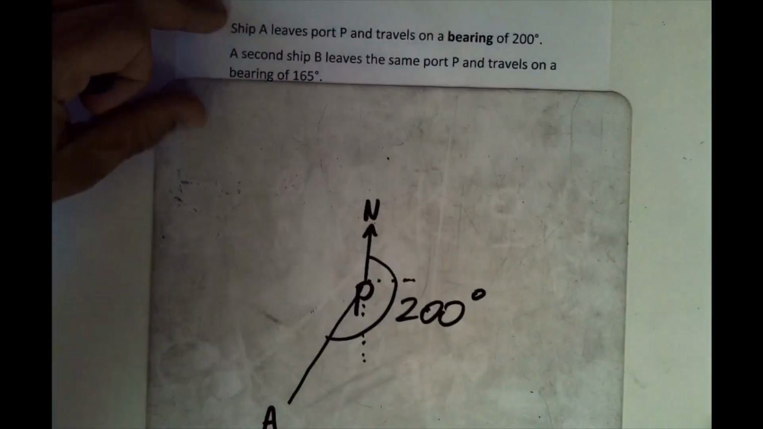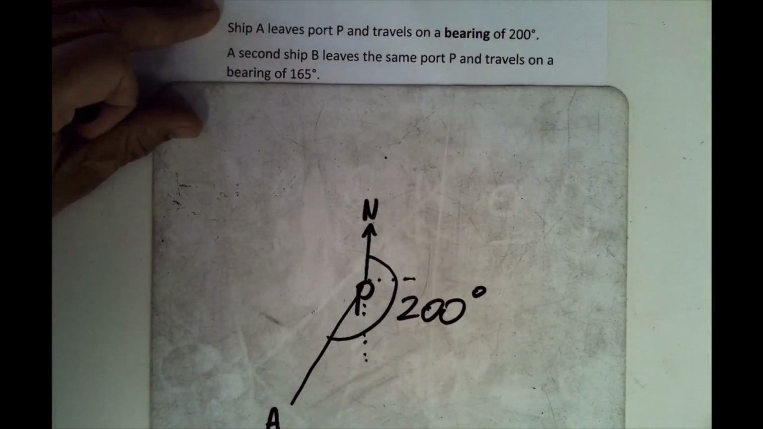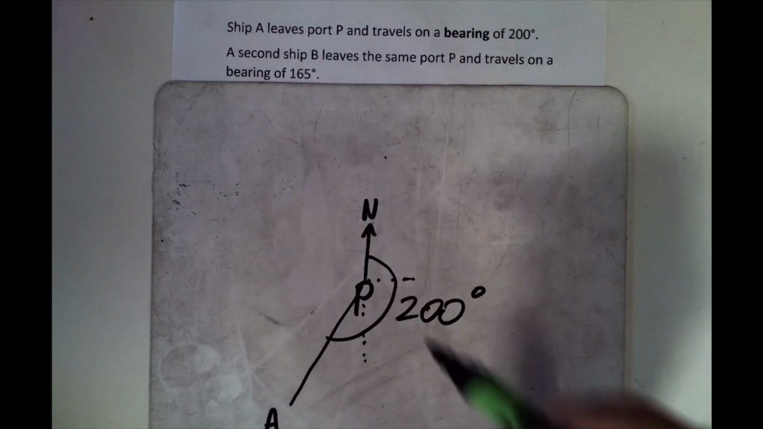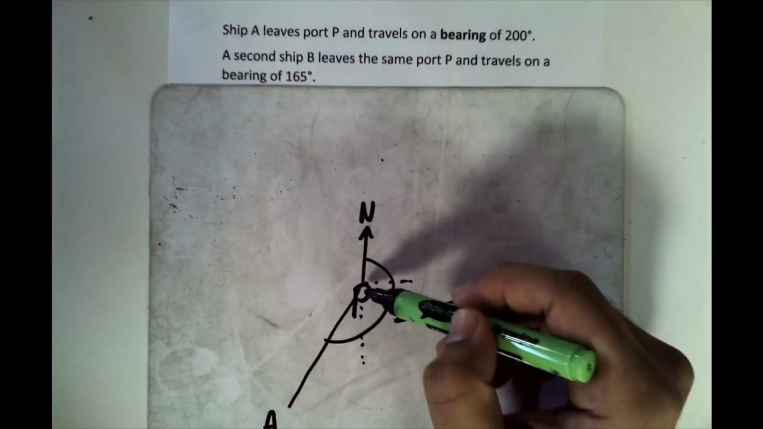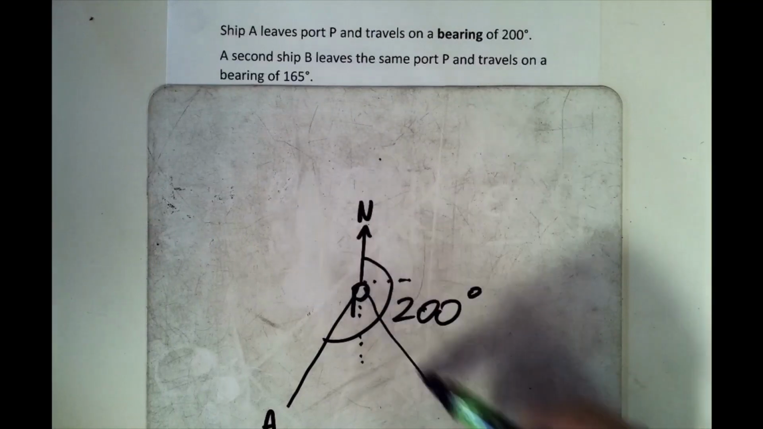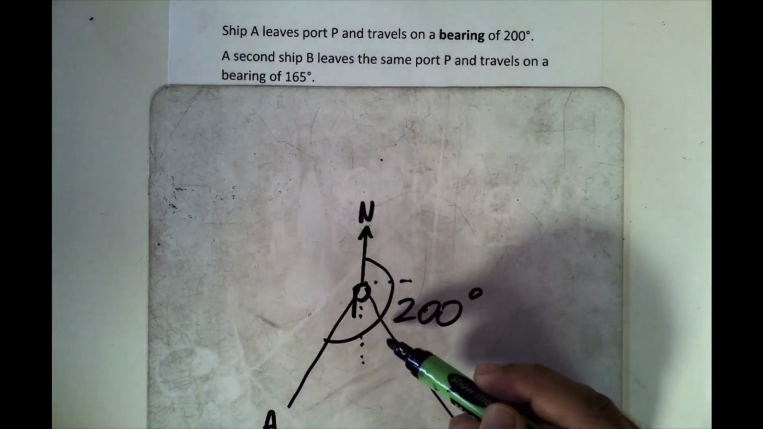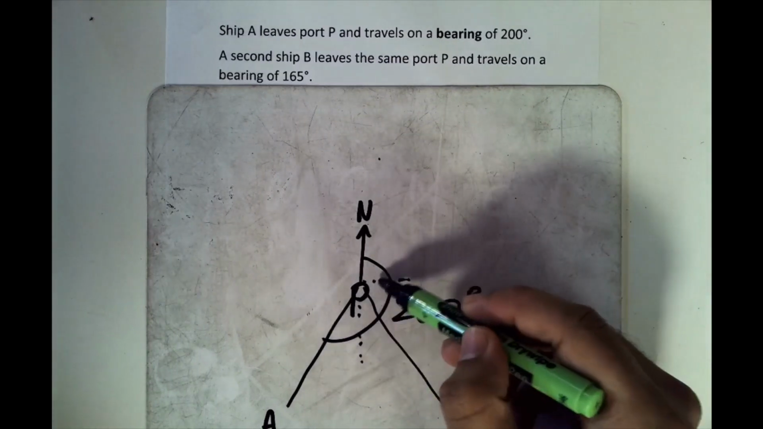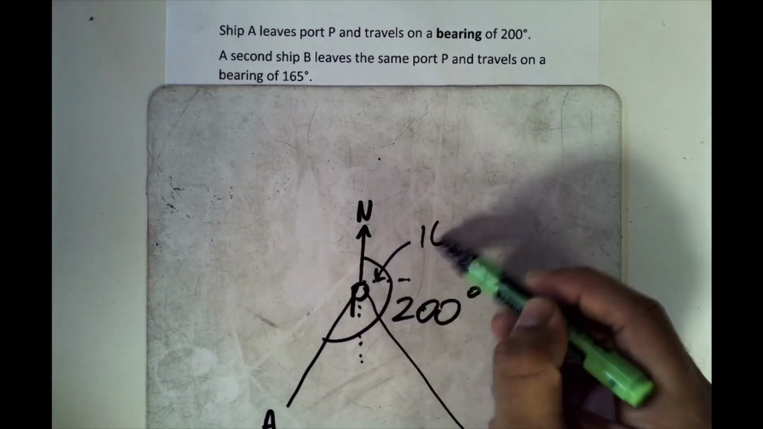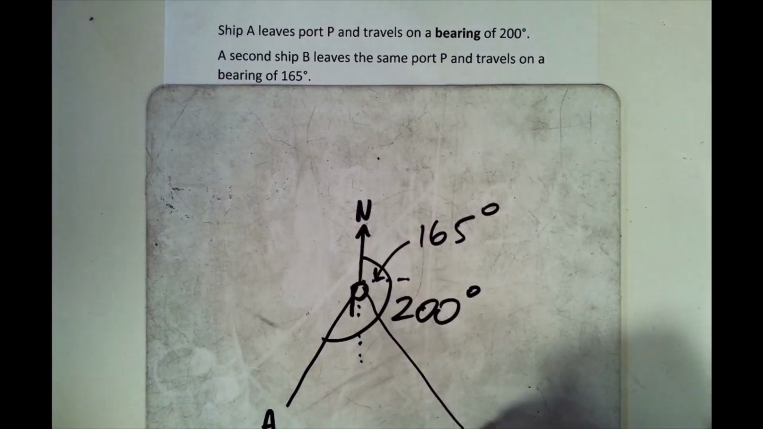Okay. A second ship, ship B, leaves the same port and travels on a bearing of 165. So again, 90, 180, 165 is probably going to be something like that. So 200 is the bigger one. This one here is 165. Okay, and that's ship B.